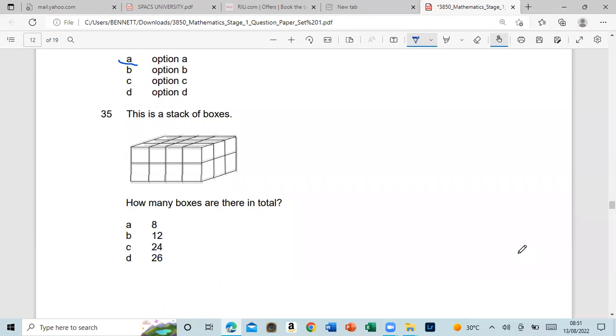All right, so the stacks of boxes. How many boxes are there in total? This is interesting. How many boxes are there in total? What do you guys say about this? You have to give me the reason for this one. How many boxes are there?